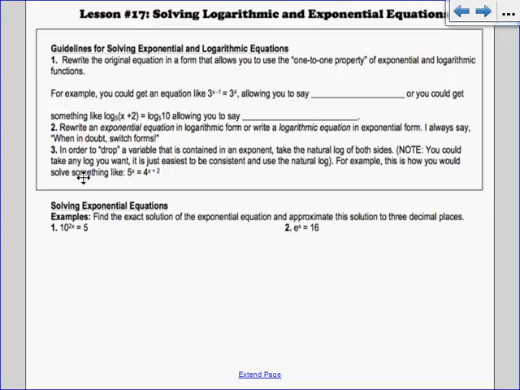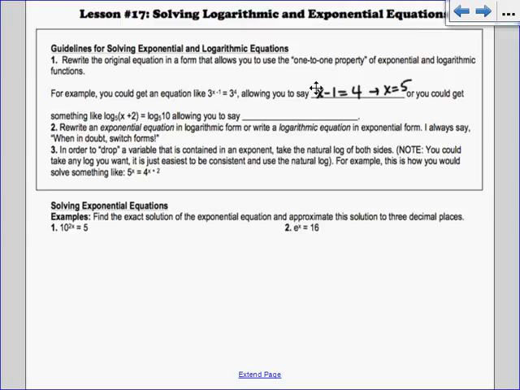There's multiple ways to do the problems. It says, rewrite the original function in a form that allows you to use the one-to-one property of exponential and logarithmic functions. You may not know what that means, but for example, if you get something like 3 to the x minus 1 equals 3 to the 4, what are you able to say? X minus 1 is equal to 4, which gives you x equals 5.